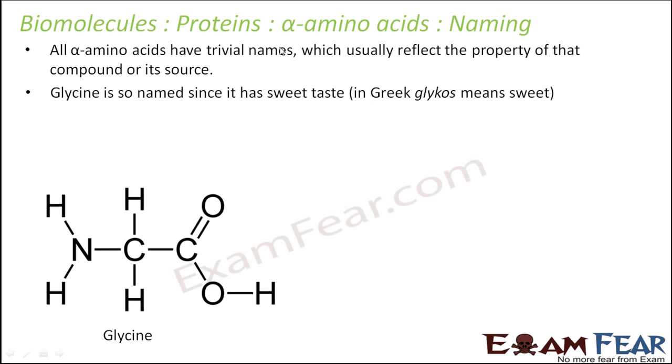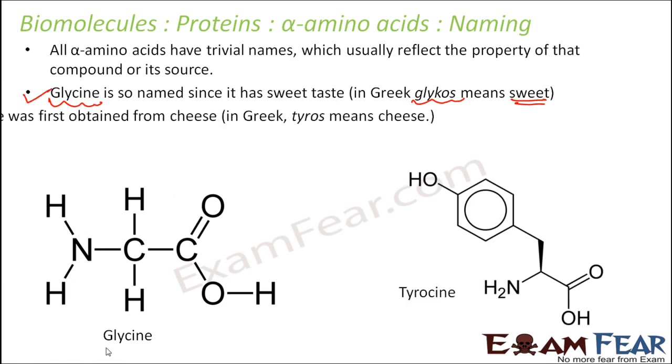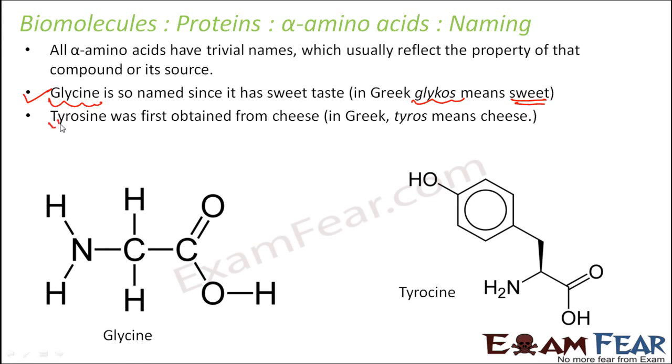For example, there is an amino acid named glycine. Why is it named glycine? Because glykys is a Greek word which means sweet, and this amino acid has a sweet taste. That is why it is called glycine. This is the structure of glycine. Again, there is another amino acid which is called tyrosine. It is called tyrosine because tyros is again a Greek word which means cheese, and it was first obtained from cheese. That is why it was named tyrosine. This is the structure of tyrosine.